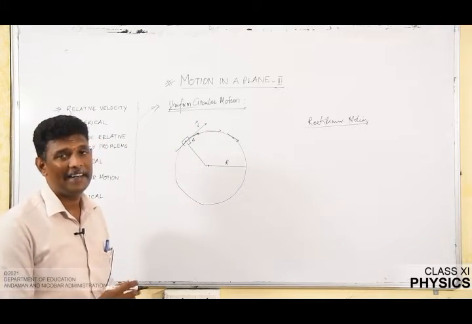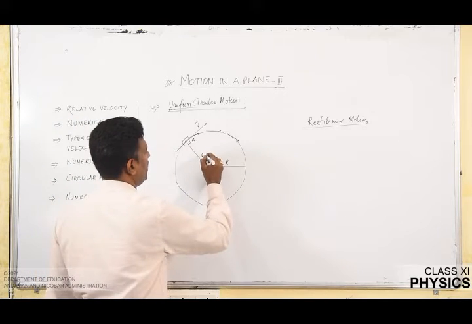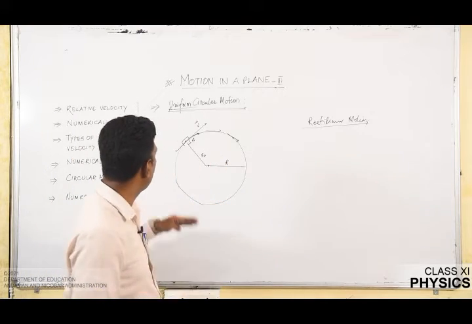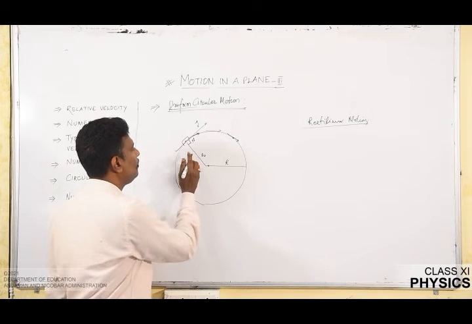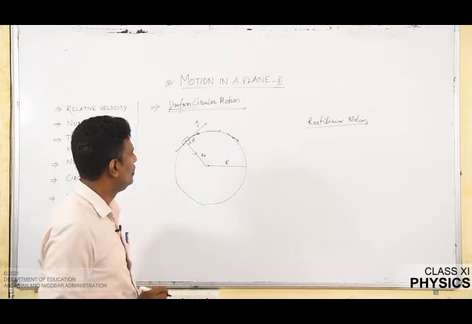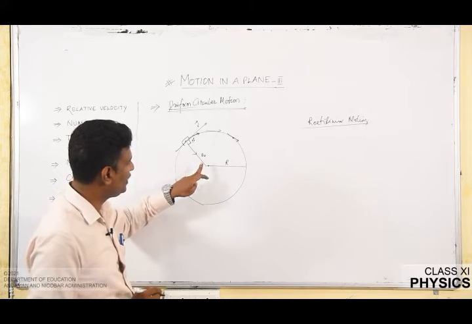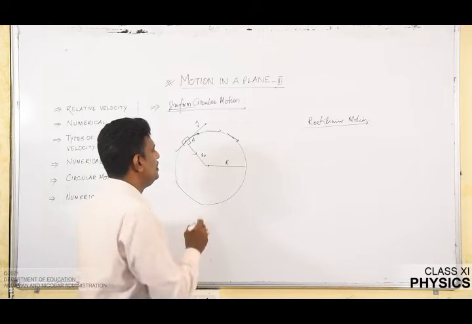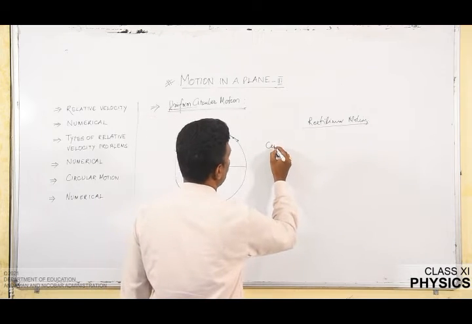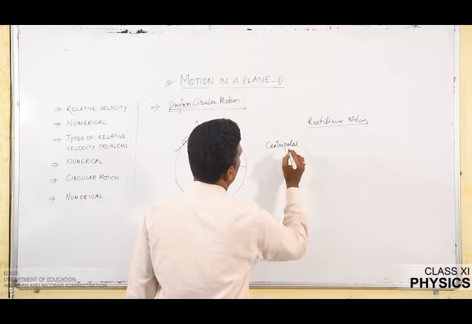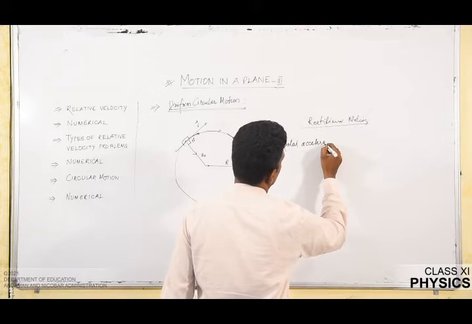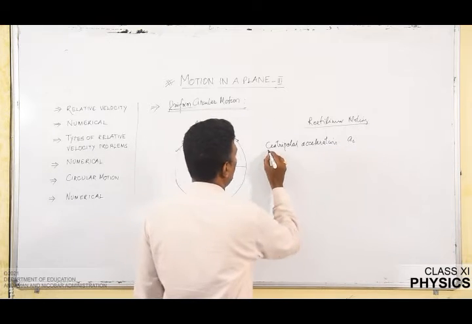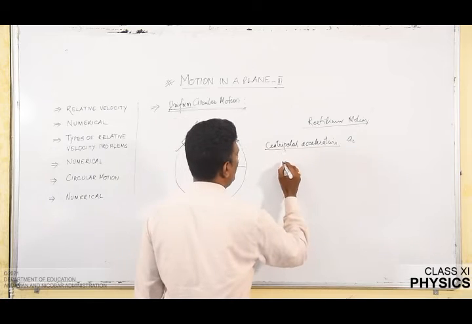Then what will be the direction of the acceleration? Acceleration is always perpendicular to the velocity of the object. So, this is the direction of the acceleration. It is always directed towards the center of the circular path. That is why it is called centripetal acceleration. Centripetal acceleration is denoted by ac, and the term was given by Sir Isaac Newton.